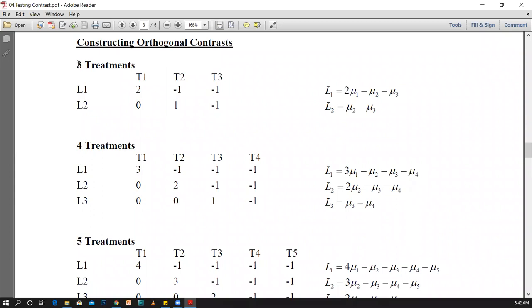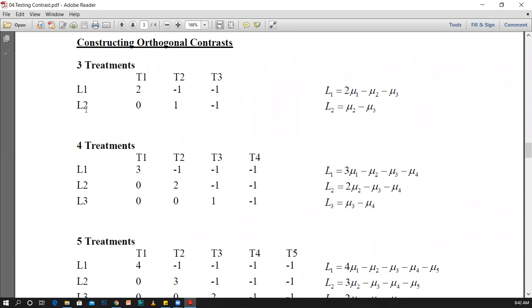First of all, we will see the case of three treatments. If we have three treatments, we know that there should be k minus 1 orthogonal contrasts, which are independent contrasts. I can write these three treatments column-wise, and since there are three treatments, there should be k minus 1, which is 2, so only 2 contrasts.